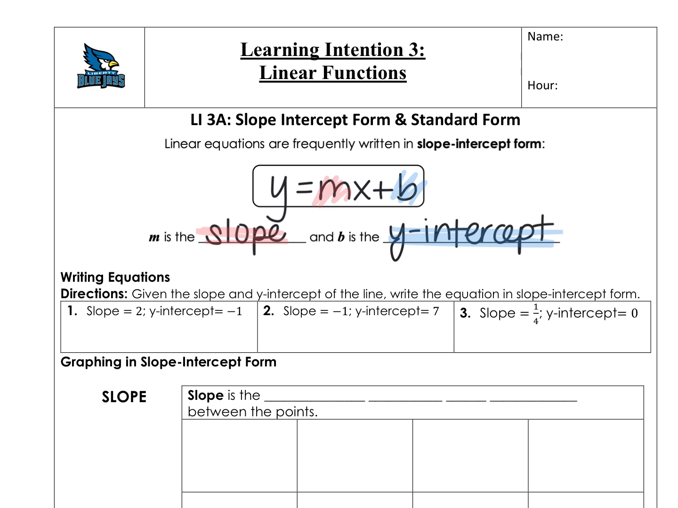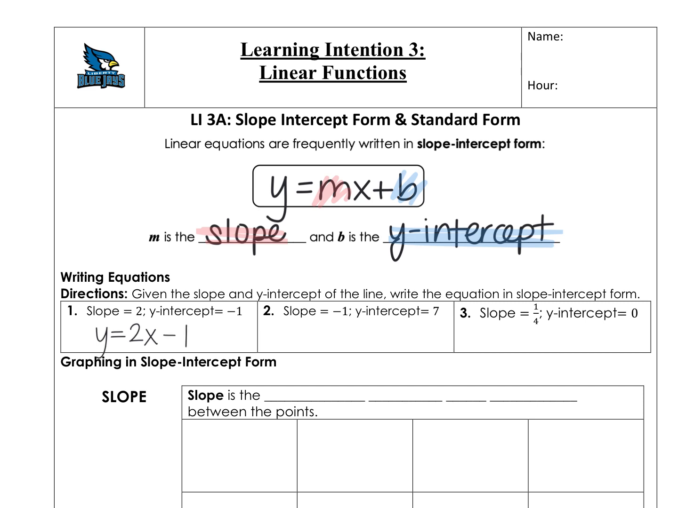Okay, so we're going to write one of these equations together, and then I'll have you do two on your own. Given the slope and the y-intercept of the line, write the equation in slope-intercept form. So if I'm told that the slope is 2 and the y-intercept is -1, now I'm going to write it as y equals 2x minus 1. Make sure the y equals.